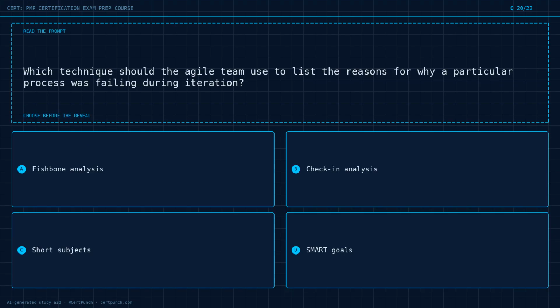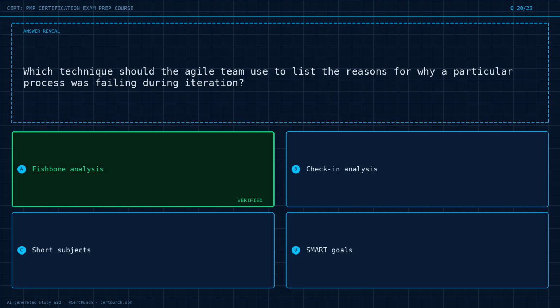Question 20 of 22. Which technique should the Agile team use to list the reasons for why a particular process was failing during iteration? Option A, fishbone analysis. Option B, check-in analysis. Option C, short subjects. Option D, SMART goals. Make the call before the reveal. Hold the line on it.